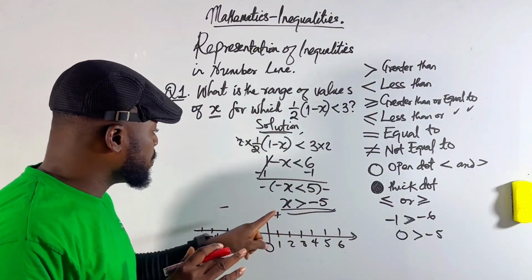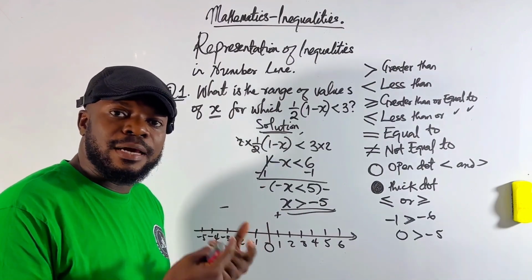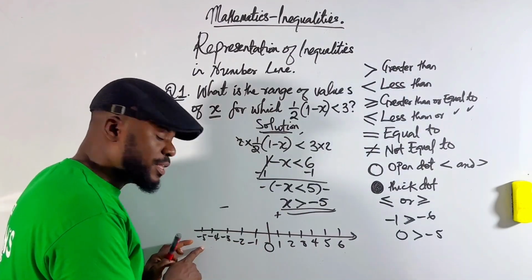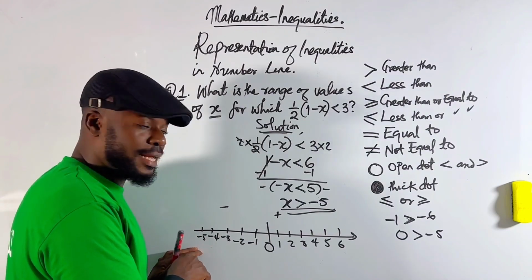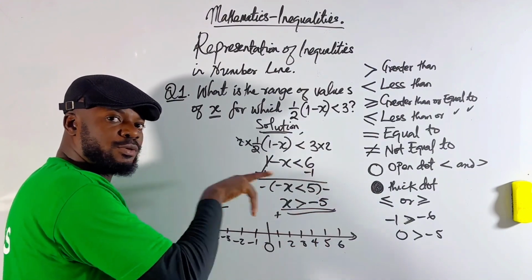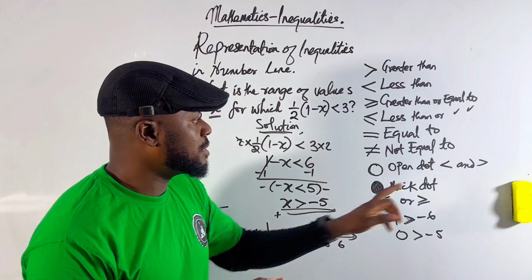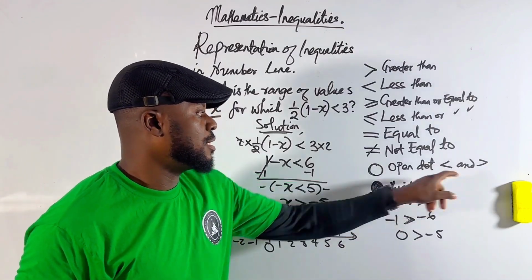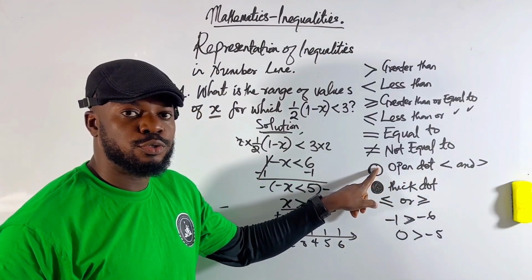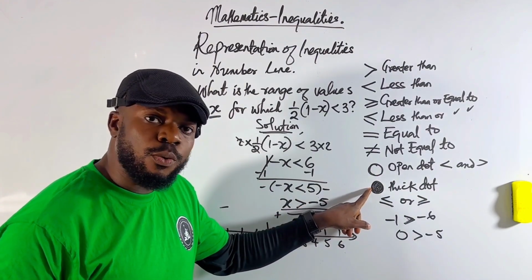So now they say you should represent this on a number line. They say x greater than -5. So you have -5 there. See the symbol they use, greater than. So now on this side you can see the arrow goes that side. Remember what I told you: anytime we see less than or greater than, you use the open dot. But if it is greater than or equal to, you will use the filled dot.